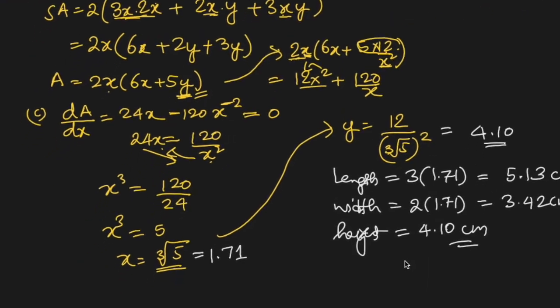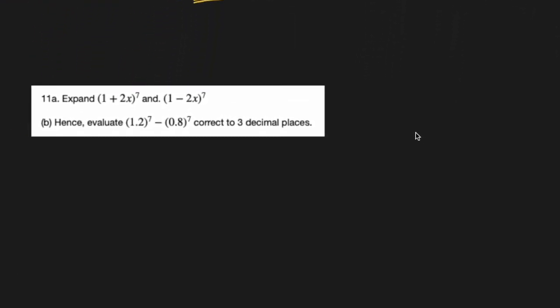Moving on to question number 11. It says expand these two, obviously with the binomial expansion. So let me expand this one first, 1 plus 2x to the power 7. Whenever we have to expand like this, we should use the binomial expansion. In binomial expansion, we do first 7 c 0. Let's start with 0.